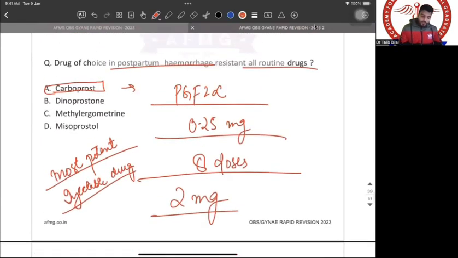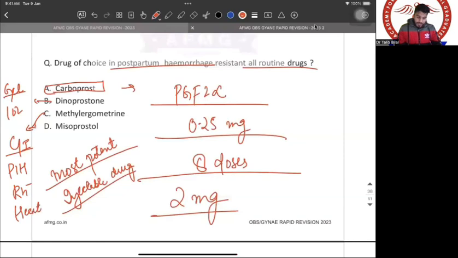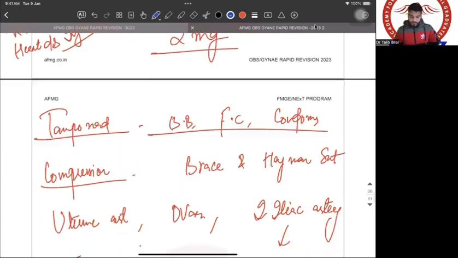If I talk about dinoprostone, guys, it's a gel used for induction of labor. Methylergometrine, yes, it is used, but it is not for resistance to all routine drugs. It's not more potent, and we have contraindications for that. You have to remember PIH, Rh incompatibility and heart diseases. Misoprostol also we use. Except dinoprostone, all the drugs we use in postpartum. But if resistant to all routine drugs, then the answer will be carboprost.